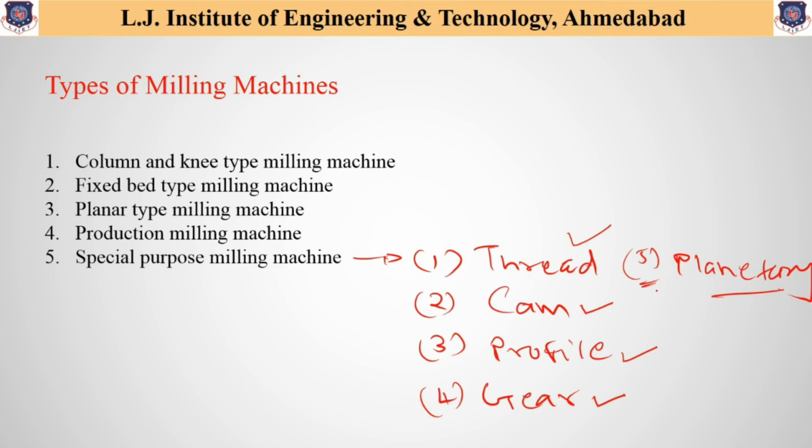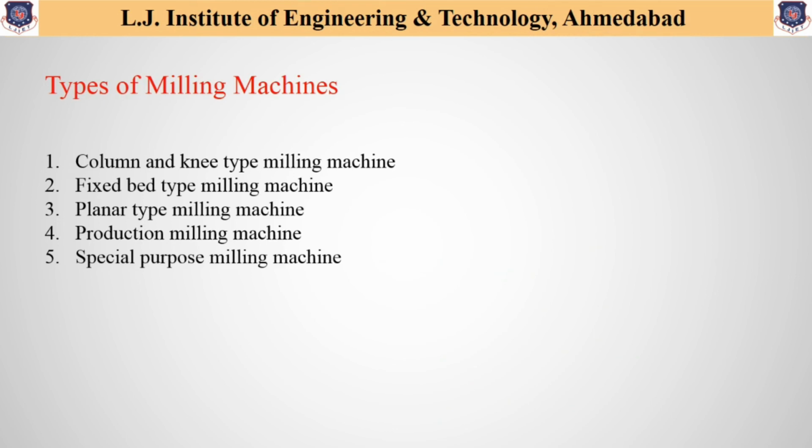So these are different examples of special purpose milling machines, and like this many special purpose milling machines are available. So these are the basic types of milling machines which are used in practical life. So in this lecture we have discussed the simple basic working principle of the milling machine, and further we have discussed different types of milling machine. And as we have listed different milling machines in these 5 types, all that detailed milling machine we will discuss in our further lectures.